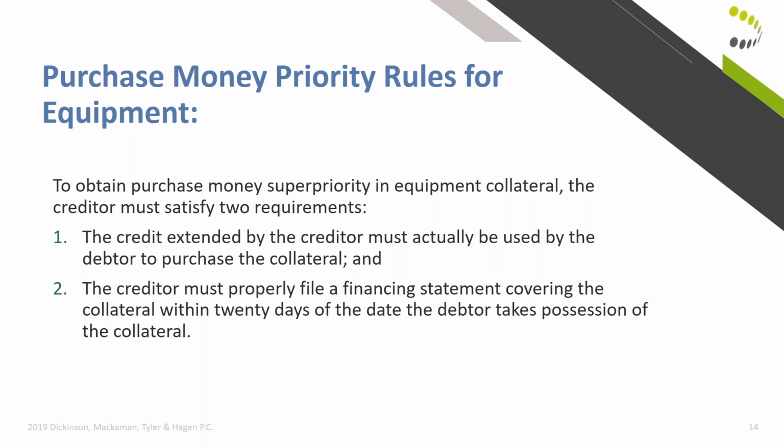To obtain a purchase money super priority in equipment collateral, the creditor must satisfy two requirements. One, that the credit extended by the creditor must actually be used by the debtor to purchase the collateral. And two, the creditor must properly file a financing statement covering the collateral within 20 days of the date the debtor takes possession of the collateral.